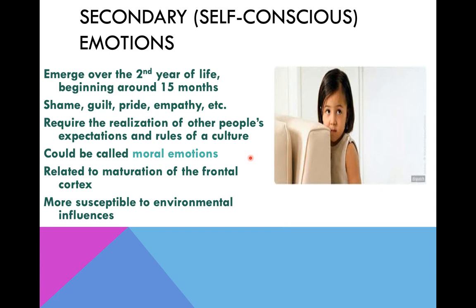Now, this emerges around the second year of life because it's related to maturation in the frontal cortex, and is very much related to the child being able to understand social norms, right? So they have to have some sort of understanding of what is typical and what is not. So that is related to environmental influences and culture.